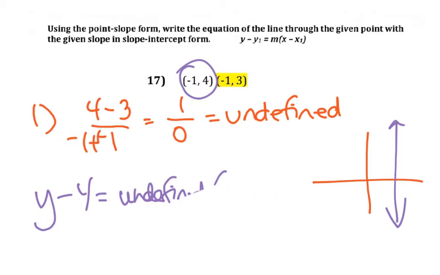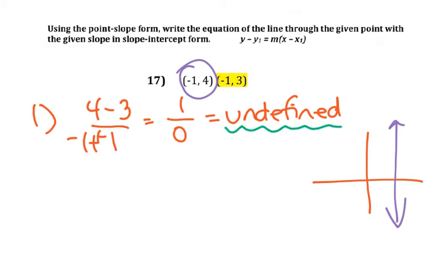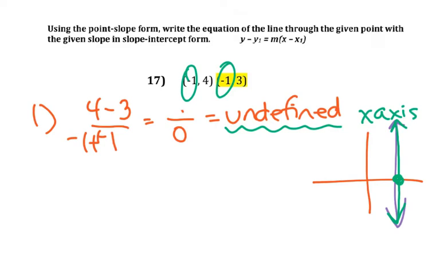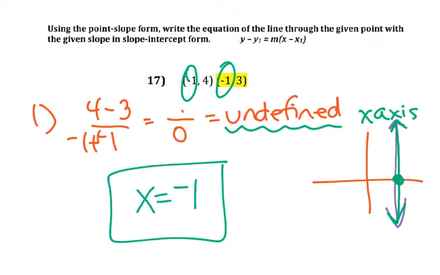On a problem like this, you're going to have to just know what to do. It's imperative that you understand that if the slope is undefined, you have a vertical line, and that vertical line crosses the x-axis. That gives you a clue. Look at the x's in your points. What do you notice about them? They're both equal to negative 1. And that is your equation of the line.